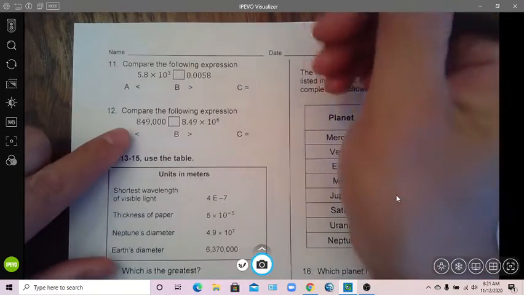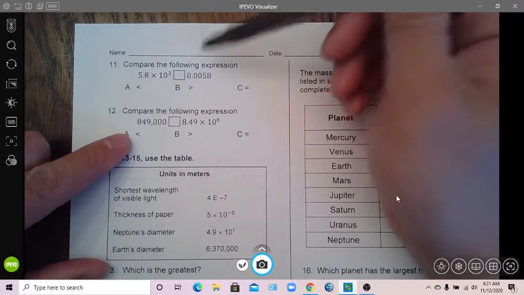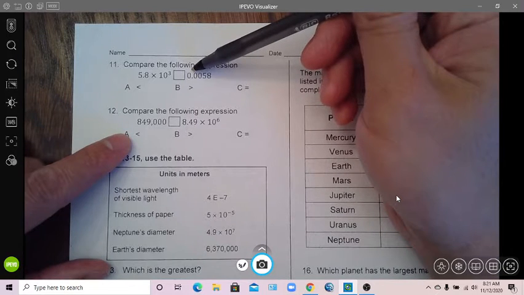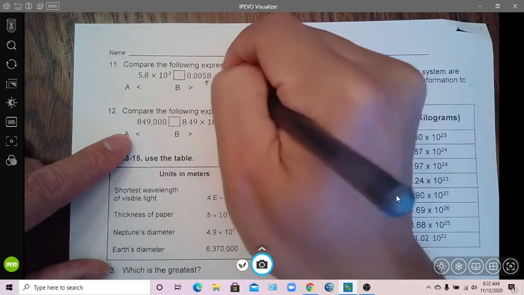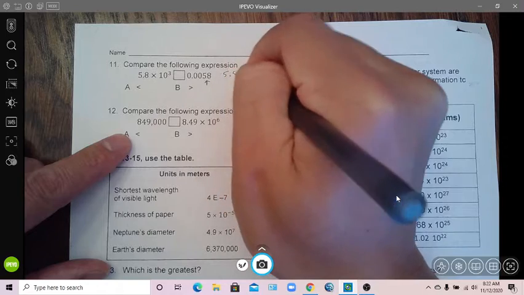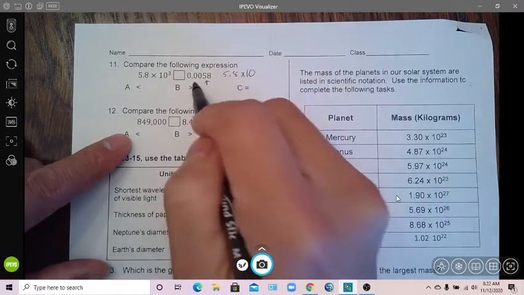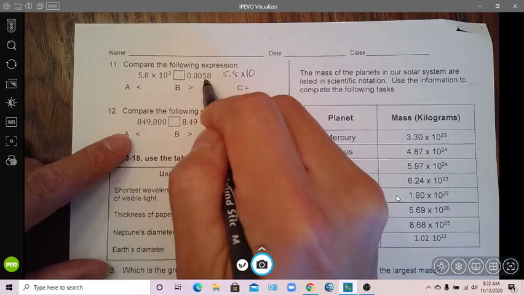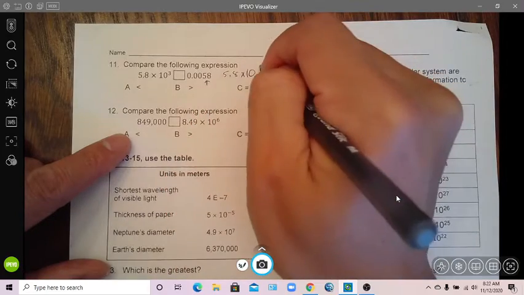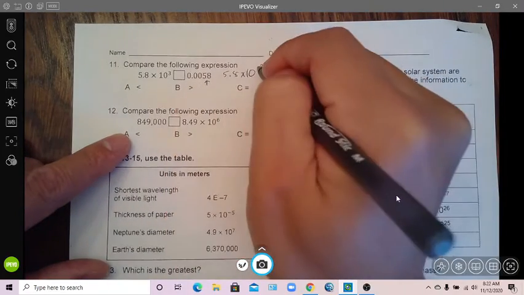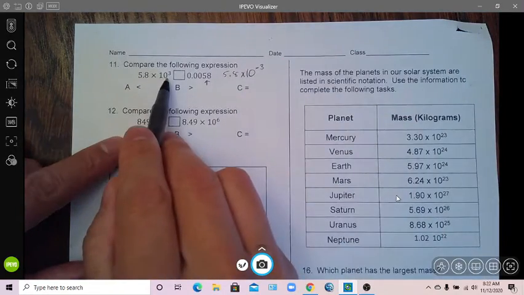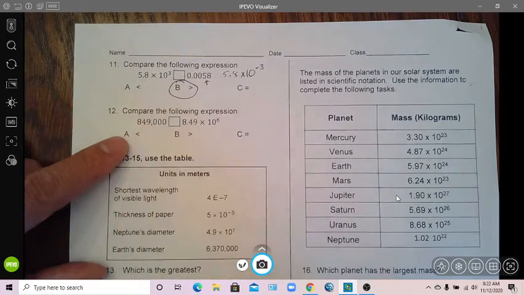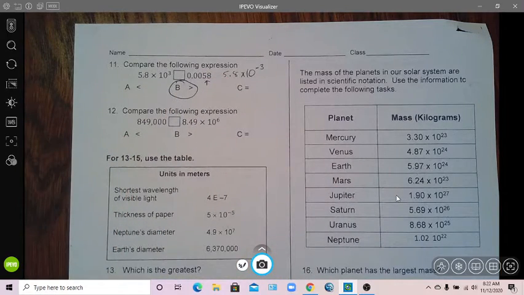Okay, so let's look at number 11. Notice this number here is less than 1. So when I write this in scientific notation, 5.8 times 10, notice I have to move it 3 spaces over the 0, 0, and the 5, so it'd be 3. But this number is less than 1. This would be a negative exponent. So that's a negative exponent. The positive exponent has to be bigger than it, so it's option B.